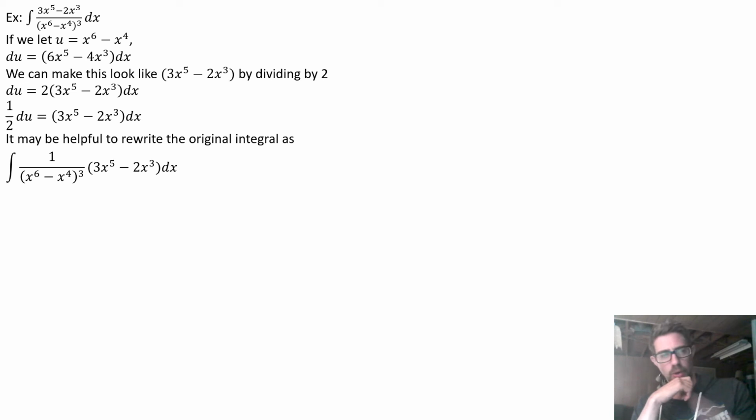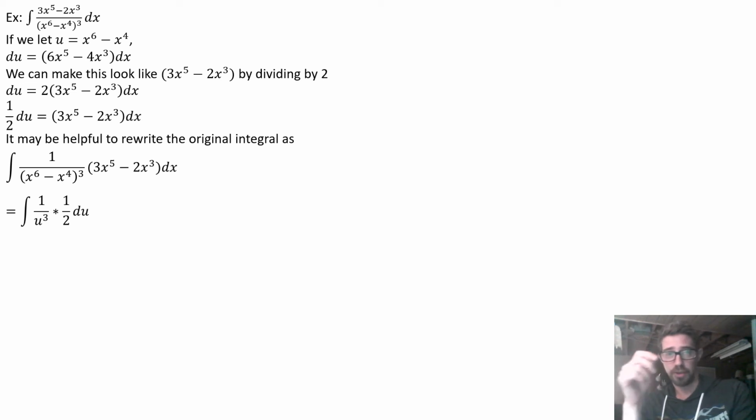This is the same as 1 over x to the 6th minus x to the 4th cubed times 3x to the 5th minus 2x cubed dx. So I didn't do anything there. There's no calculus. I just wrote it differently. But now you can see, okay, what's that first thing? It's 1 over u cubed. What's that second thing? It's 1/2 du, right? So all that complicated stuff with x becomes quite simple when you put it in terms of u.